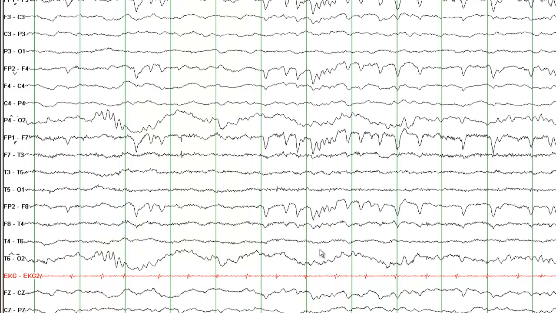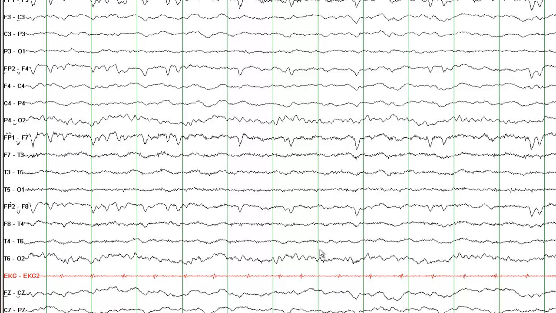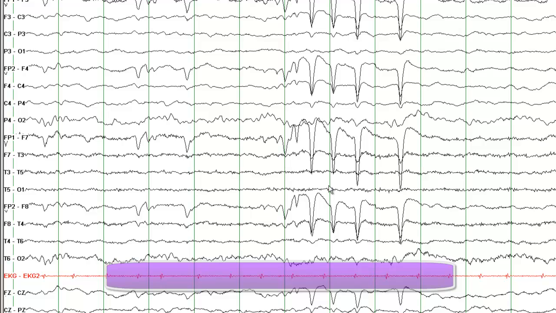So compare the two hemispheres. Try to identify what do you think of these waveforms. What do these represent? Make sure anytime you review the EEG, you do not miss any abnormality on the ECG at the same time. Try to identify what are these waveforms. Are these normal or abnormal?